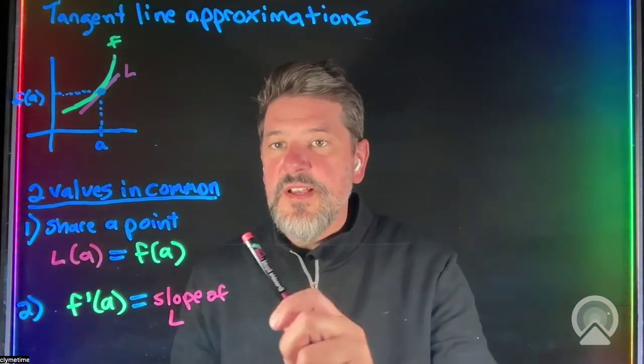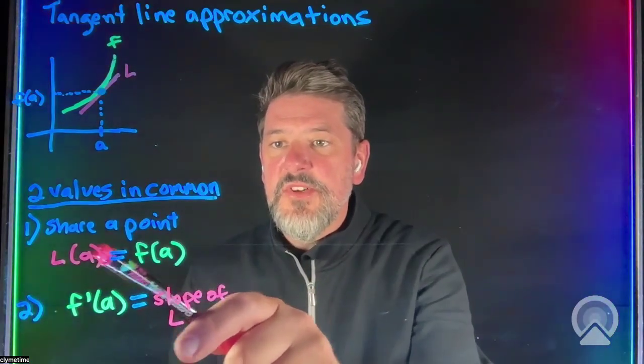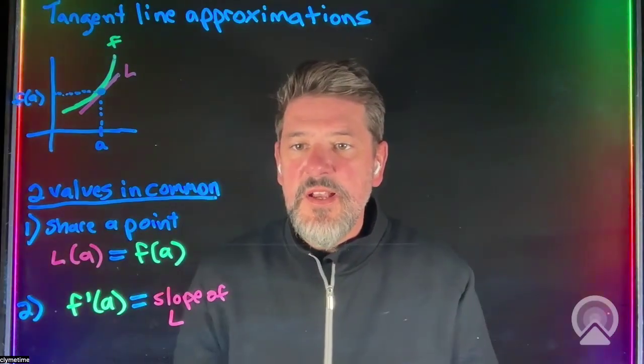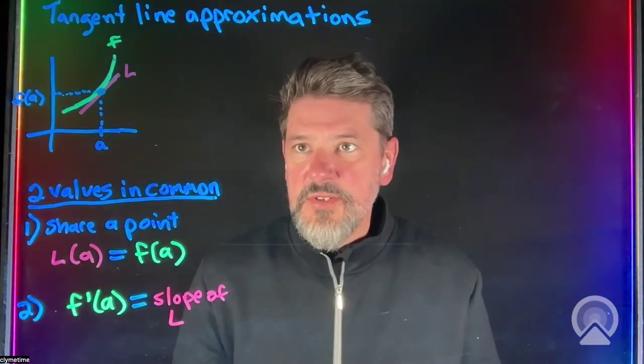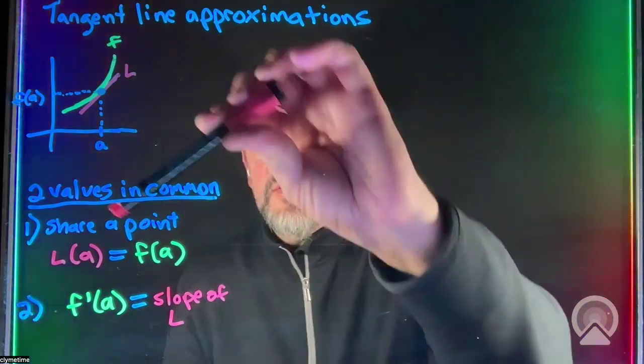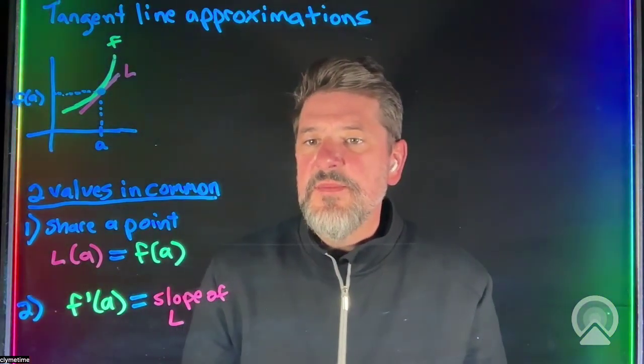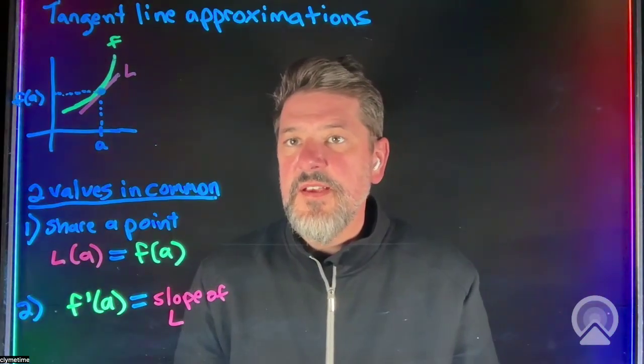So they have two values in common. They share a point, the point where they meet, and they also share the same slope. The slope of the tangent line on f, that's the slope of f at a point, is going to be the same as the slope of L. So they have that in common.